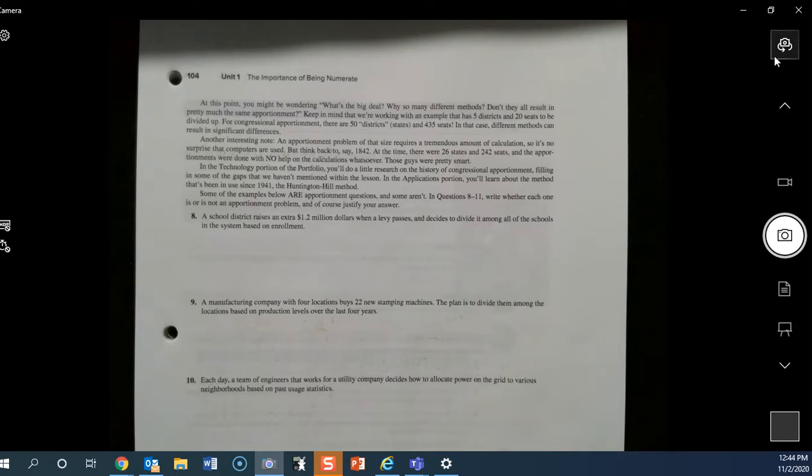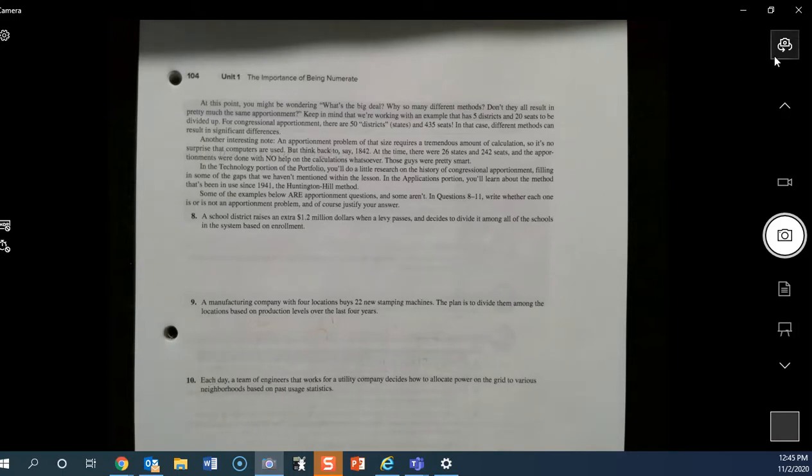For congressional apportionment, there are 50 districts, which are states, and 435 seats. In that case, different methods can result in significant differences. Another interesting note, an apportionment problem of that size requires a tremendous amount of calculation. So it's no surprise that computers are used. But think back to, say, 1842. At the time, there were 26 states and 242 seats, and the apportionments were done with no help on the calculations whatsoever. Those guys were pretty smart.